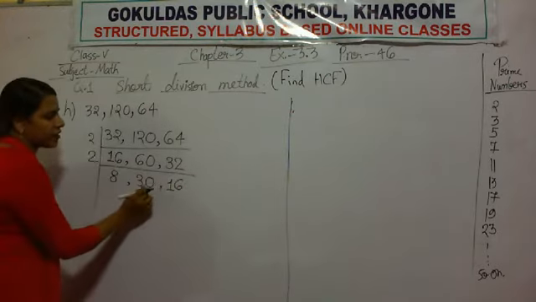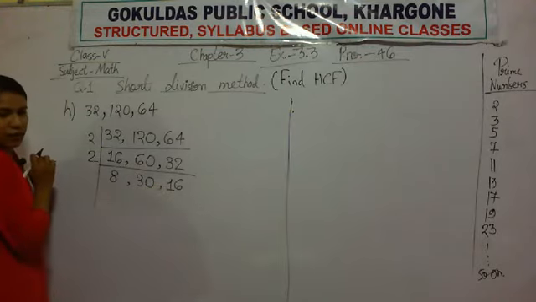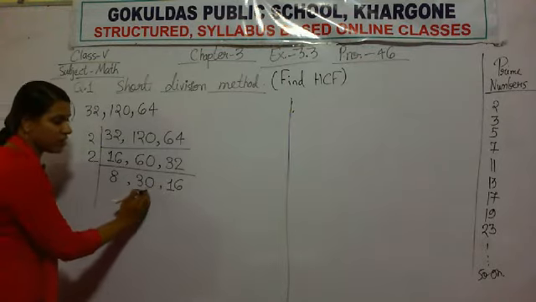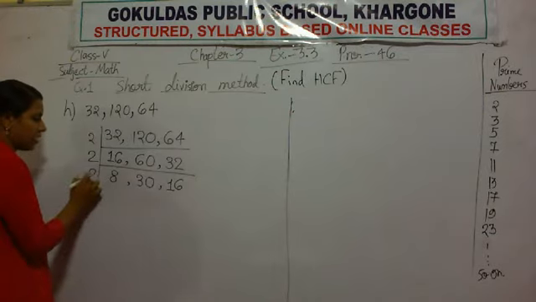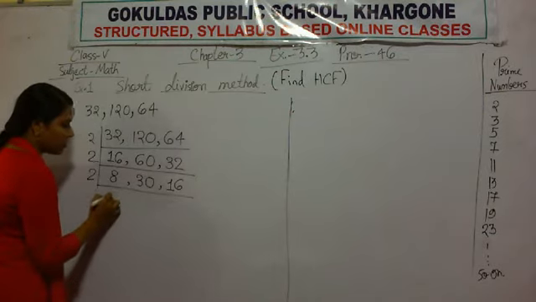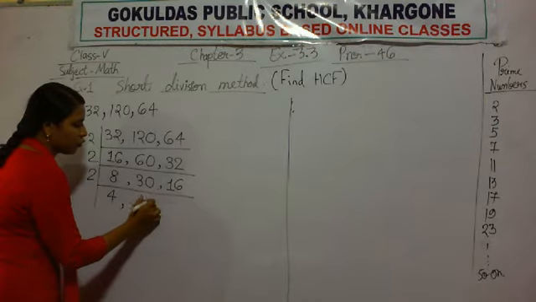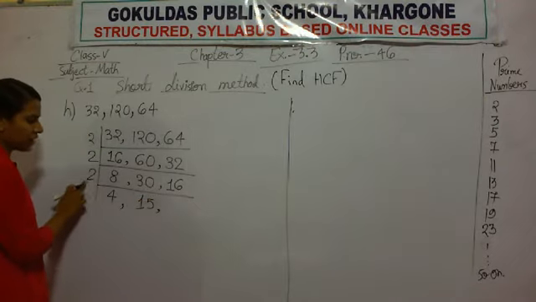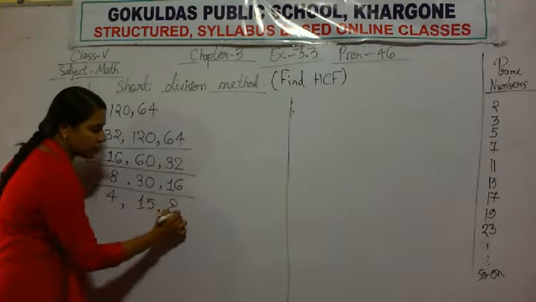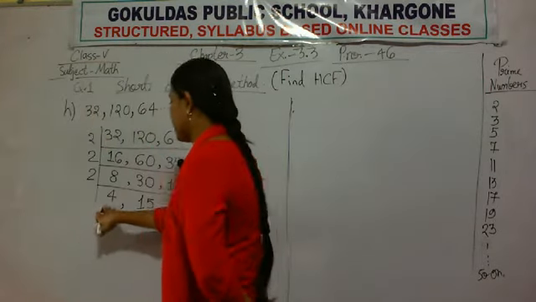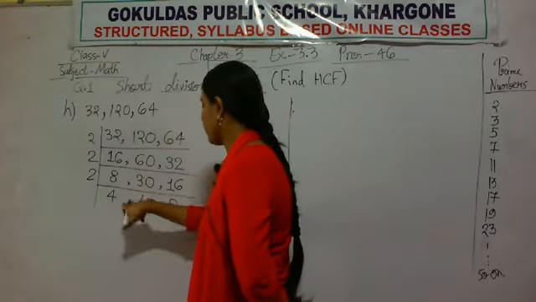Okay. Now 8, 30 and 16. All these are even numbers. So I can divide them by 2. 2 4s are 8. 2 1s are 2. 2 5s are 10. So 15 is my answer. When I divide 16 by 2, my answer is 8. Okay. Now all my numbers, that is 4, 15 and 8.